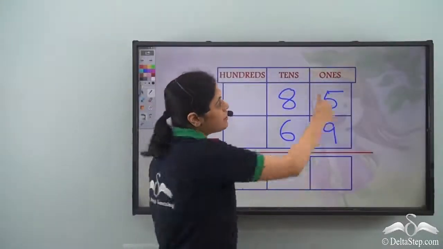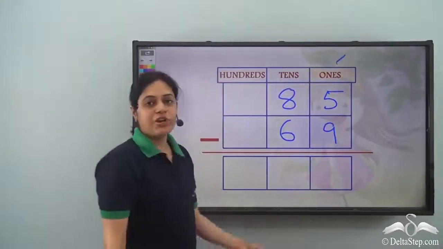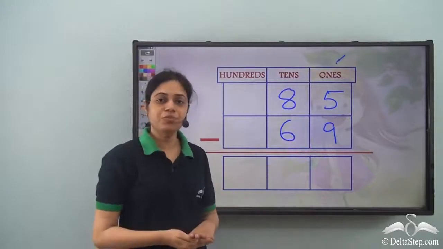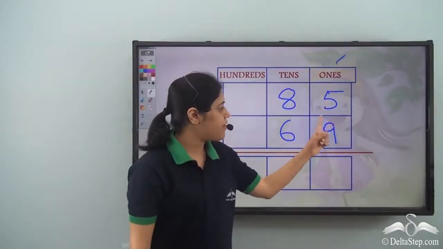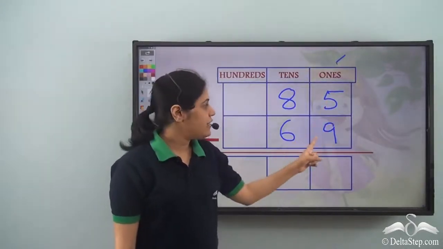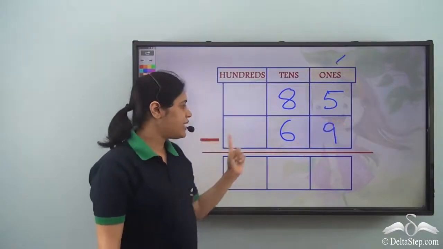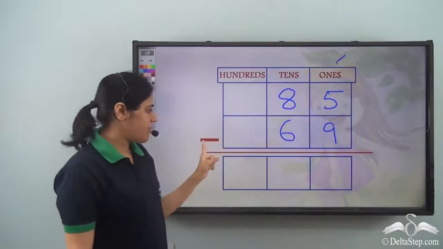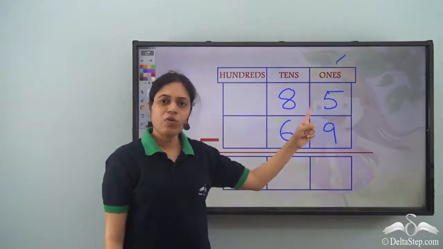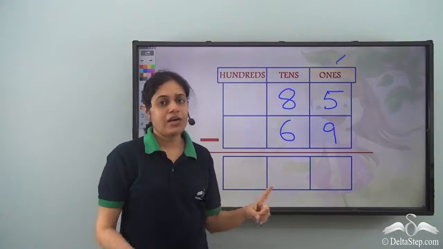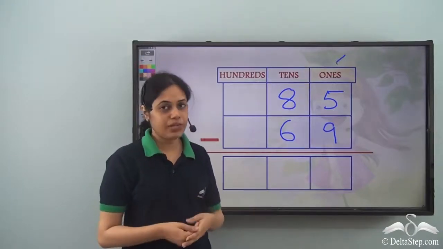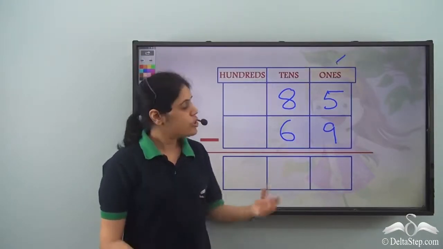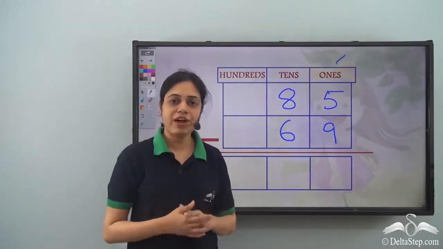First, I start with the ones room and subtract the digits in the ones room. So in the ones room, I have 5 and 9. I need to do 5 minus 9 because 5 is written on top. Now what is 5 minus 9? I cannot subtract a bigger number from a smaller number. So I cannot subtract 9 from 5.